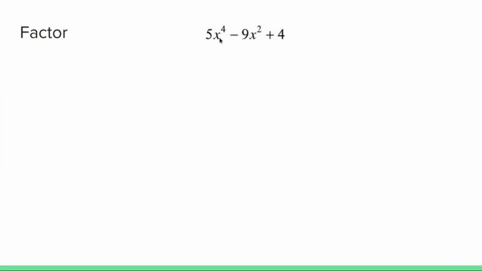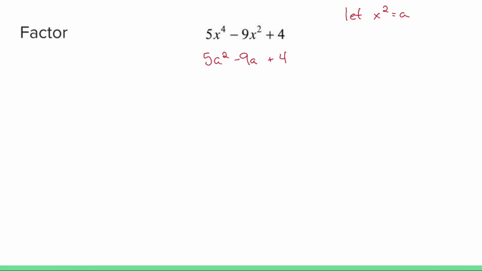First things first. This is a quartic that looks quadratic. How do I know that? Because you have x to the fourth, you have x squared, and you have nothing. So what I'm going to do is I'm going to say, let's let x squared be the same as a. So now you are 5a squared minus 9a plus 4. And you're like, oh, yeah, now that looks quadratic.